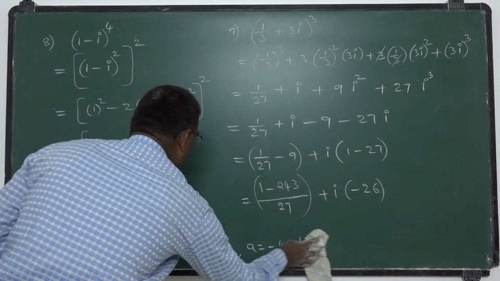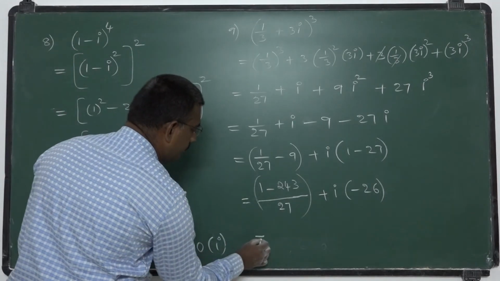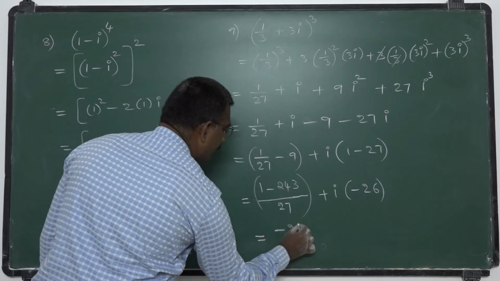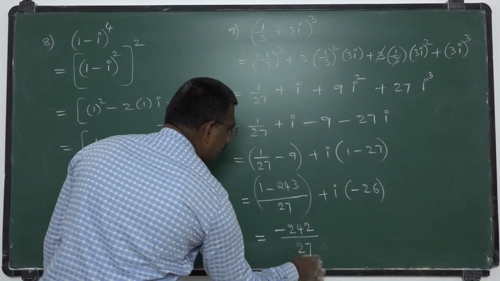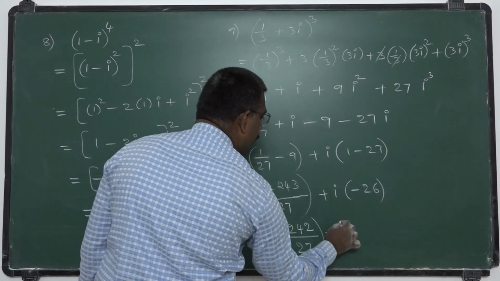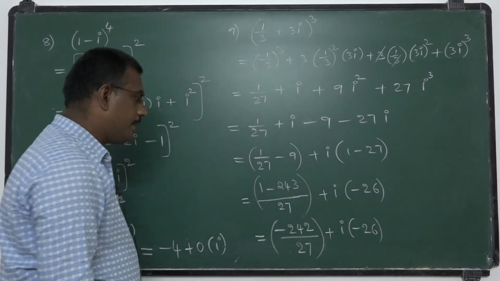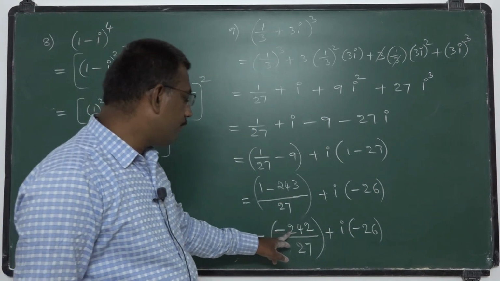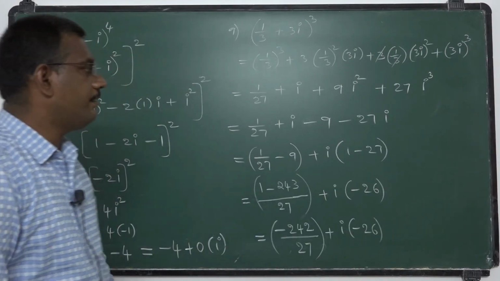So this will be equal to minus 242 by 27 plus i into minus 26. So this is in the form of A plus iB, where A equals minus 242 by 27 and B is minus 26.